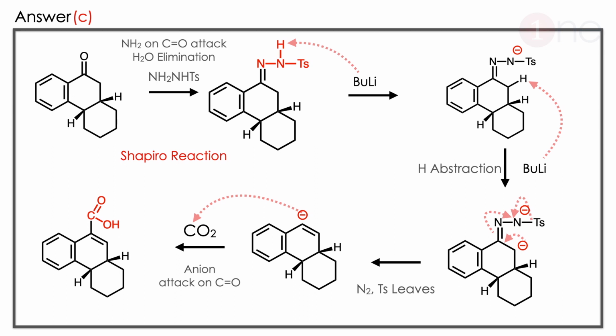Here you have to learn two things. One is hydrazone along with the carbonyl group, you have to guess the Shapiro elimination reaction. Second thing is CO2 can be a better source of acid introduction in the ring.